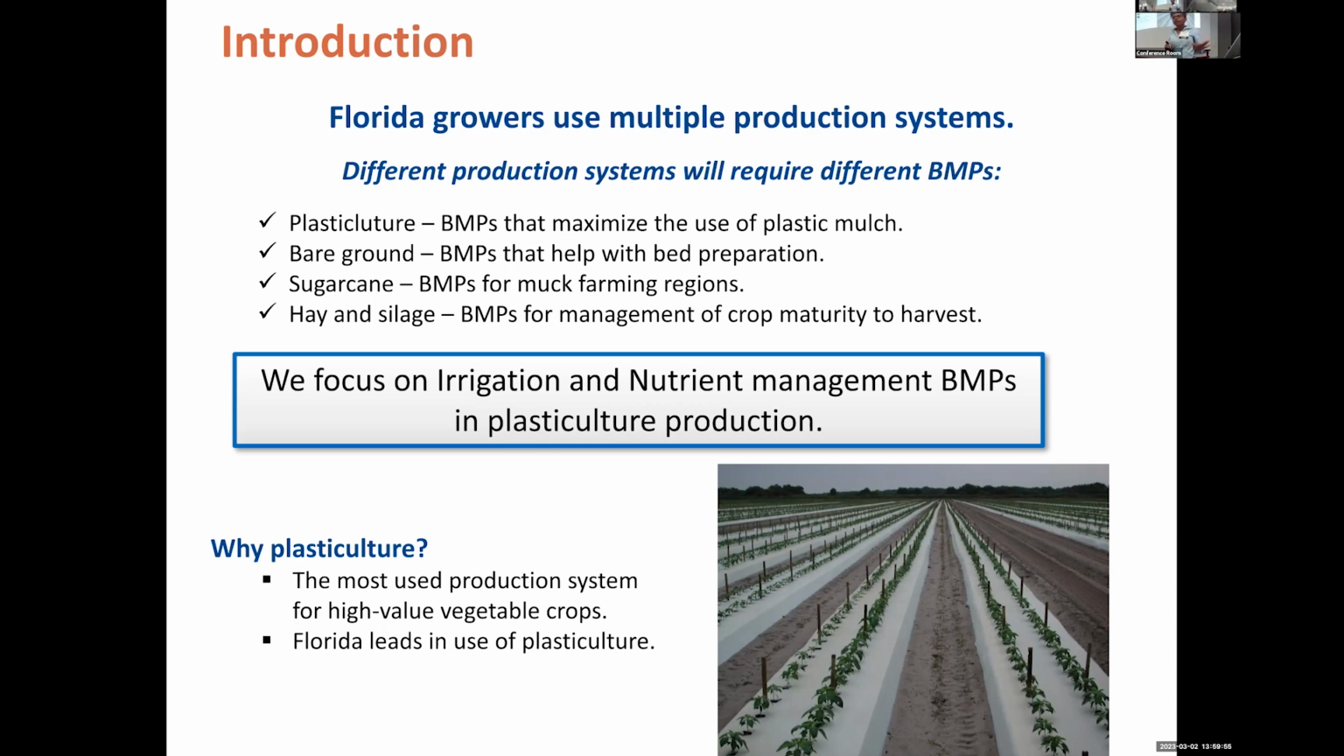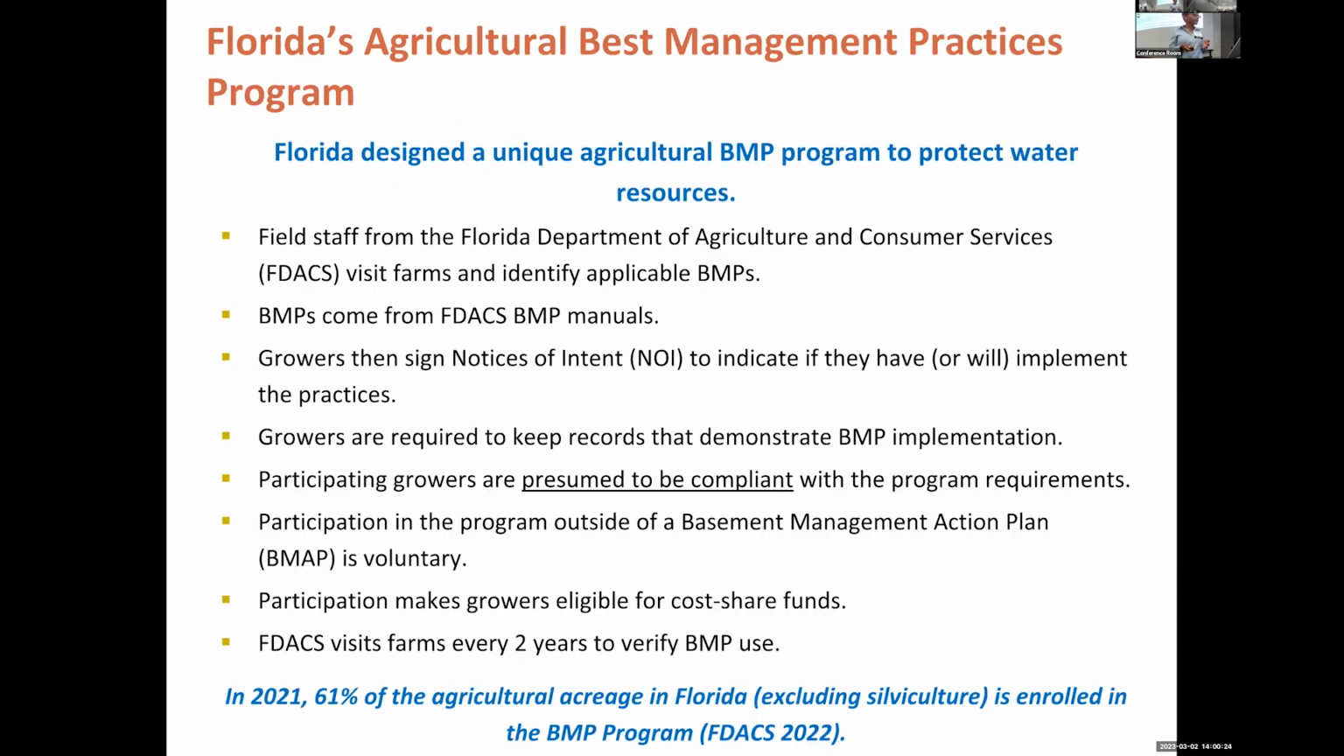We're not looking at any of the others. So plasticulture is a system that uses plastic in the production system. These are very high valued crops. So think of strawberries, tomatoes, peppers. A lot of these crops use plasticulture. Using plasticulture itself has its own benefits, but we're looking at only those BMPs associated with plasticulture. So we're looking at a subsample of agricultural production in the state.